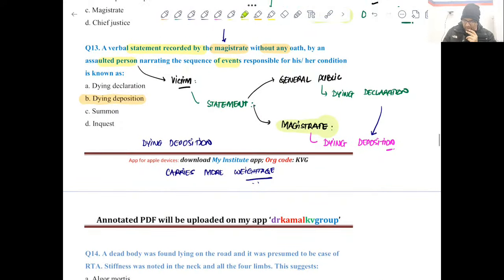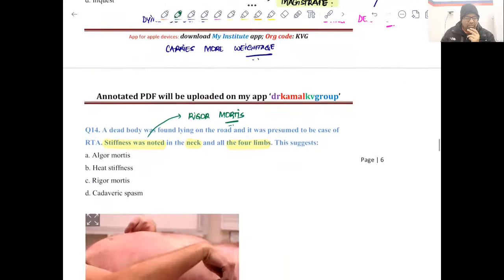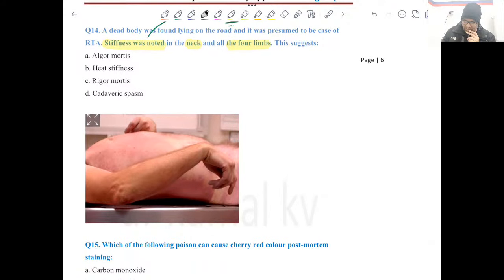Then moving forward, body was found by the side of the road and it was presumed to be a case of road traffic accident. Stiffness was noted in neck and all the four limbs. What is this? If there is a stiffness after death, that is a usual process, and this stiffness is known as rigor mortis. Clear? So this is rigor mortis, and you can see here the muscles has gone into a state of contraction, because you can see this is the level of the couch and the forearm is in the air. So this is only possible because of rigor mortis.